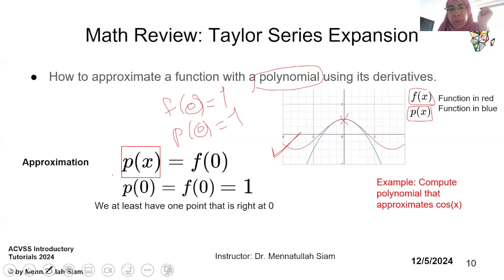So I can approximate p of x to be simply f of 0. Now, if you do this, f of 0 is constant all the time, so it's just one line. But this is a bad approximation, right? We don't want to go for such an approximation. If you do p of x equal f of 0, p of 0 is going to be equal to f of 0, which is going to be equal to 1.